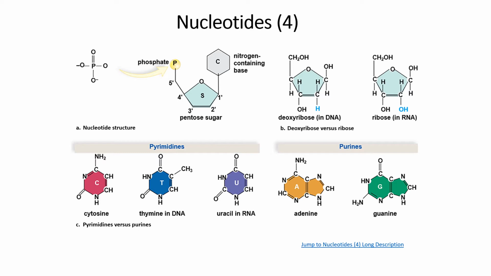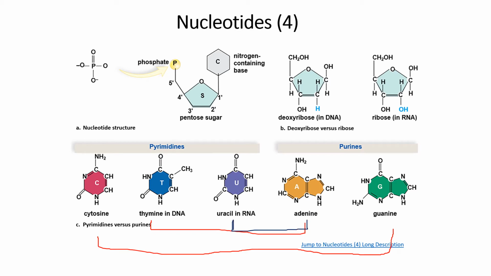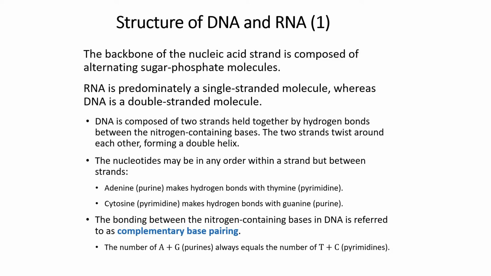Okay. So the last thing I want you to know about the bases is they hydrogen bond, they're complementary. And cytosine will always hydrogen bond with guanine. And adenine will hydrogen bond with thymine in DNA, but it will hydrogen bond with uracil in RNA. Let's just look at it.